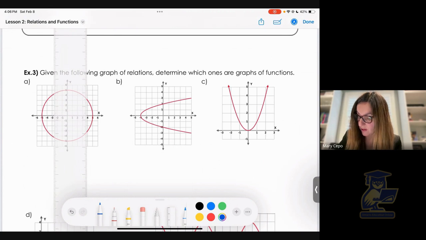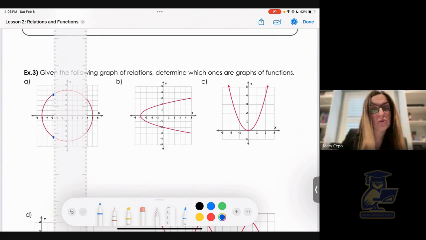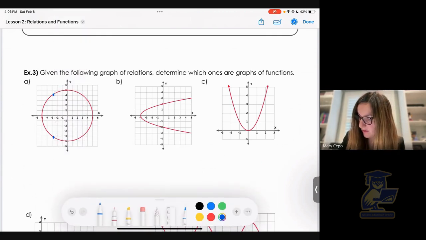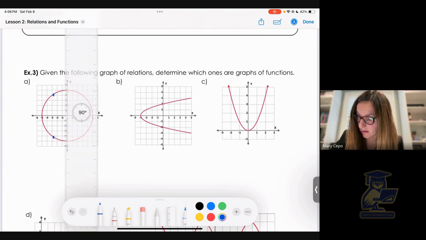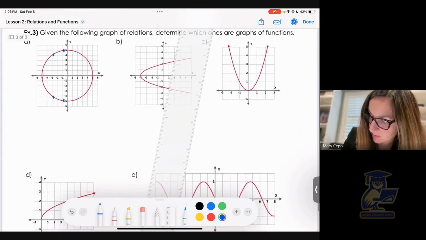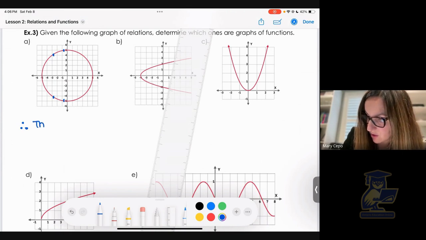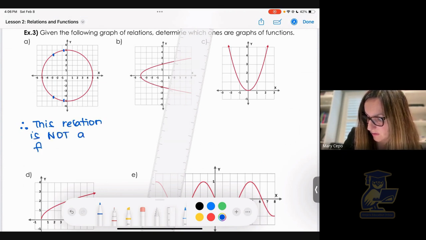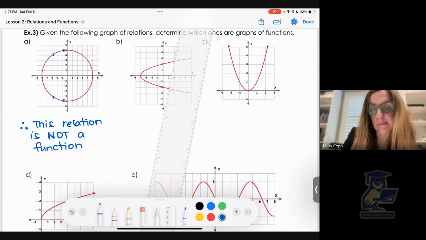So what we would do here, we take any vertical line, I'm using a ruler here, and we come across the graph. And if you notice, I'm just going to show because I am able to, that throughout the whole graph, my vertical line is being intersected more than once. You just take that vertical line and come across. So therefore, because it fails the vertical line test, we can say A, this relation, which we know is a circle, is not a function. And why? Because it failed the vertical line test.